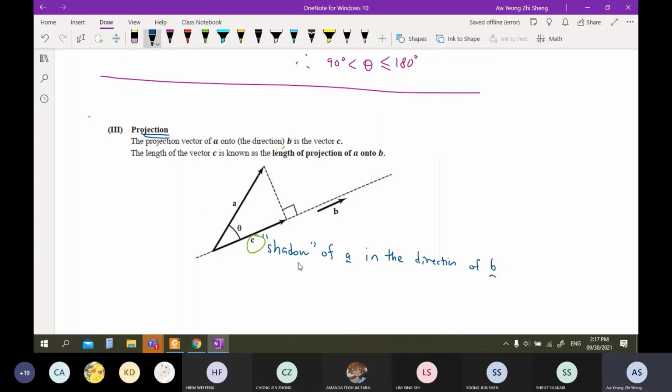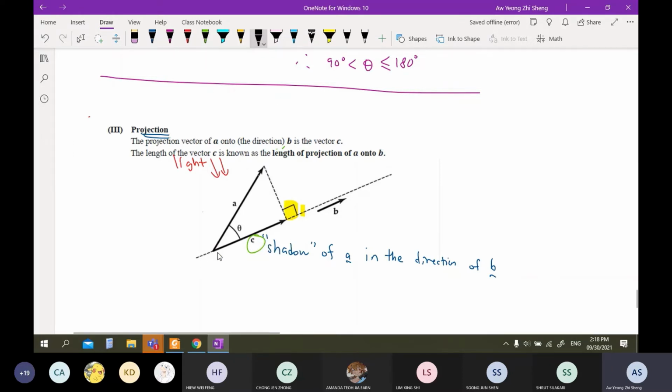And so to obtain this shadow accurately, you need a 90 degrees. You can imagine something like this. If you want to project A onto B, you would imagine that light comes from a direction that is perpendicular to B. When you shine the light on the vector A, the arrow C will be the shadow of the vector A.